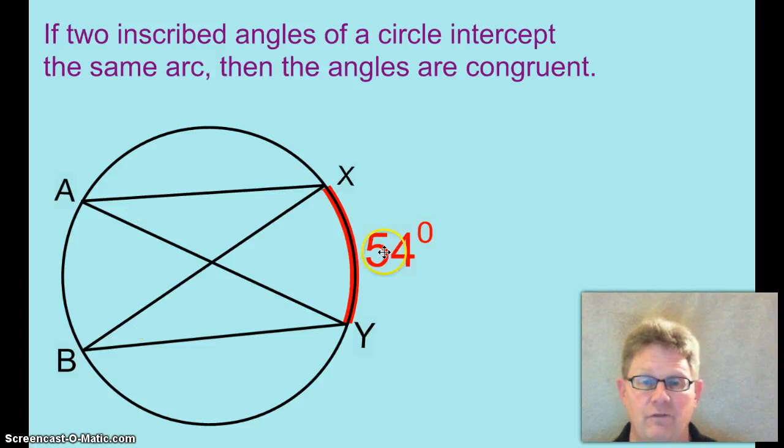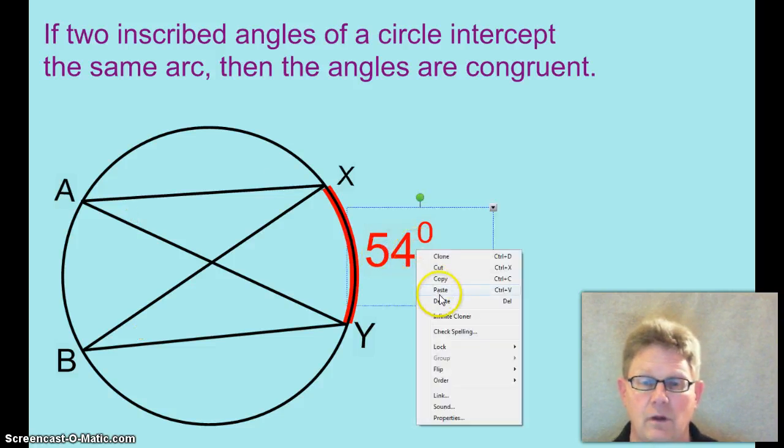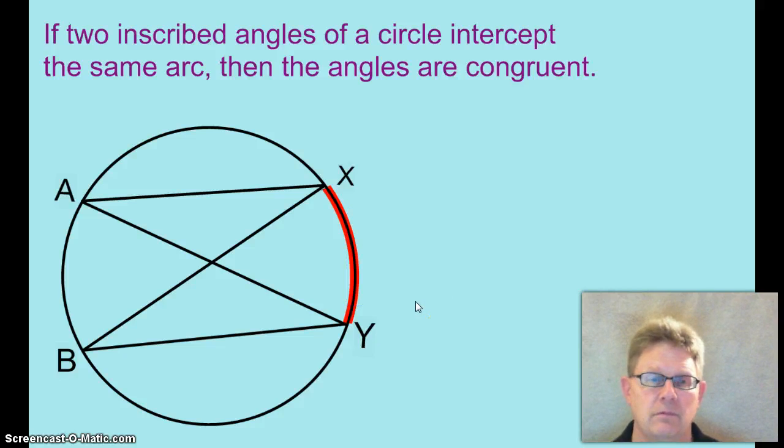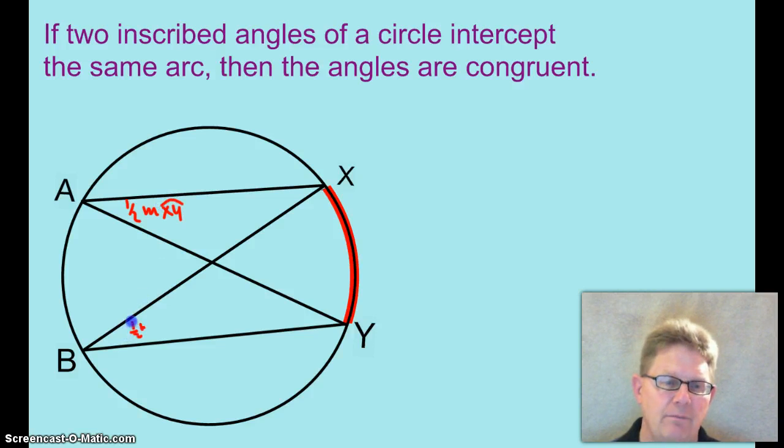And even if that 54 was not there, you could still say that angle A would be half of the measure of arc XY, and B would be half the measure of arc XY. So they both have the same measure because those two statements are equivalent. So they still are congruent to each other, whether there are numbers there or not.